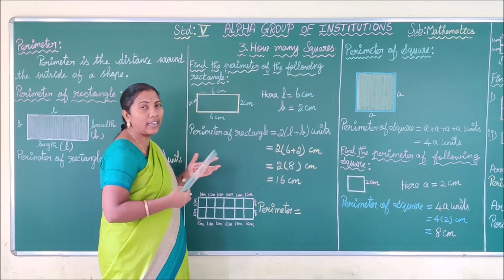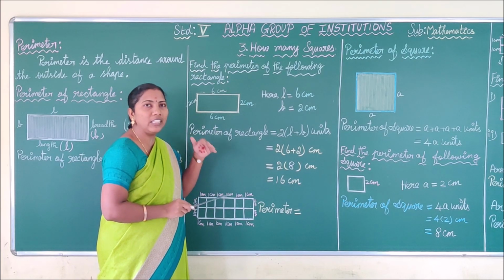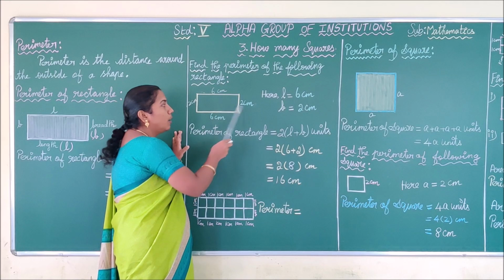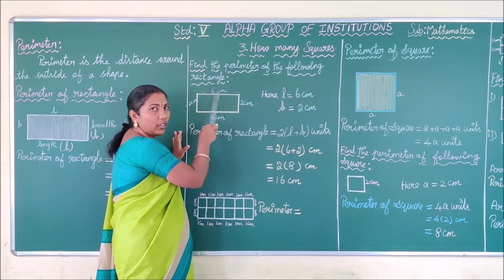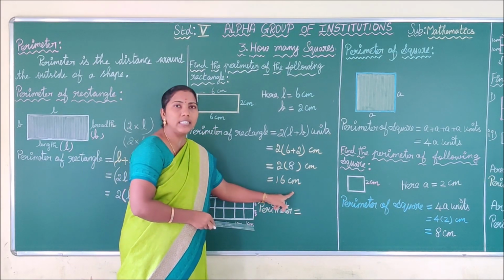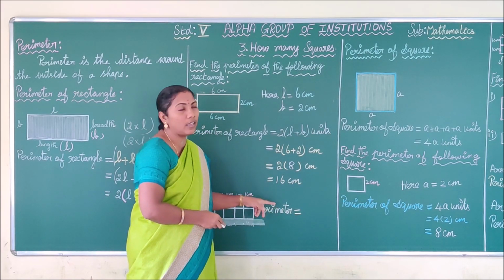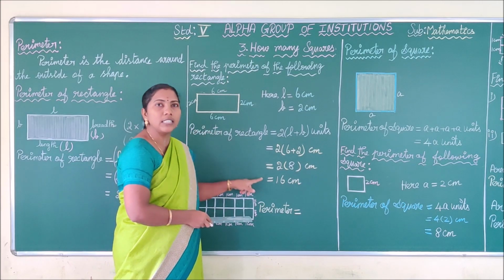How can we find it directly? See here. We know that perimeter means just adding the length of each side. Now we are going to add the length of these sides: 6 plus 2, 8. 8 plus 6, 14. 14 plus 2, 16. Here also we get 16 centimeter. Thus, by using the formula, we get 16 centimeter, and by directly finding the perimeter, in that case also we get 16 centimeter.